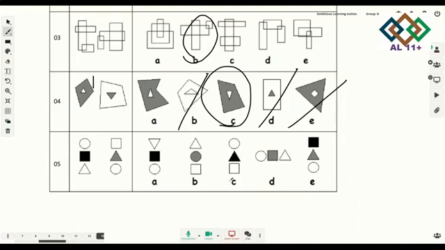So the answer has to be B. It cannot be this one, and it cannot be this one, because the pattern is always like this here. So it needs to be in these 3.